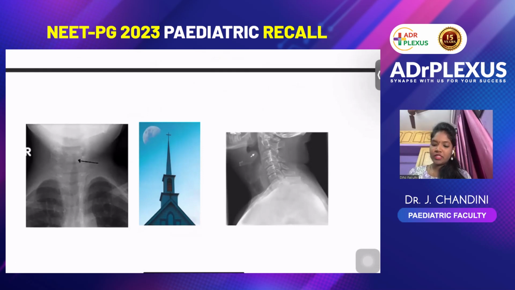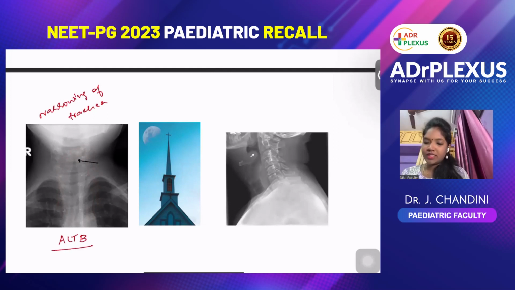Now, if you see the first image, this is what is given in the question. This is the steeple sign. What is a steeple? Steeple is nothing but the pointed part of the church, right? So this looks like a steeple. Why is it like that? Because it is due to the narrowing of trachea, which is seen in ALTB. That is why it is called the steeple sign.